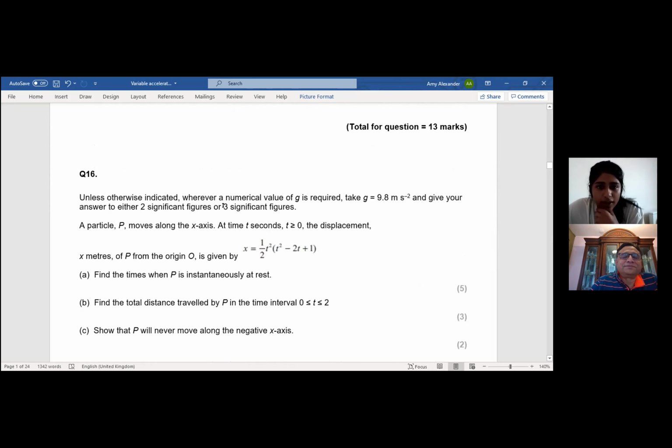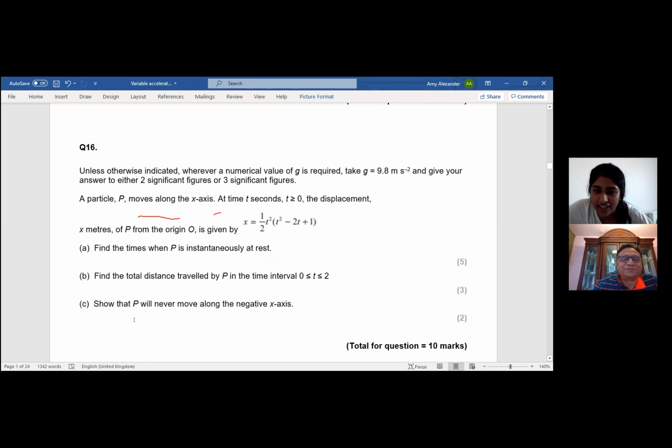Unless otherwise indicated, wherever a numerical value of g is required, take g as 9.8 meters per second squared, and give your answer to either 2SF or 3SF. So a particle P moves along the x-axis. At time t seconds, where t is greater than or equal to 0, the displacement x meters of P from the origin O is given by x equals half t squared, and then in brackets t squared minus 2t plus 1. Part A, find the times when P is instantaneously at rest. Part B, find the total distance traveled by P in the interval between 0 and 2. And part C, show that P will never move along the negative x-axis.